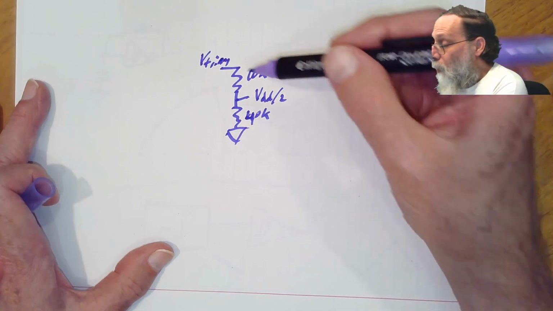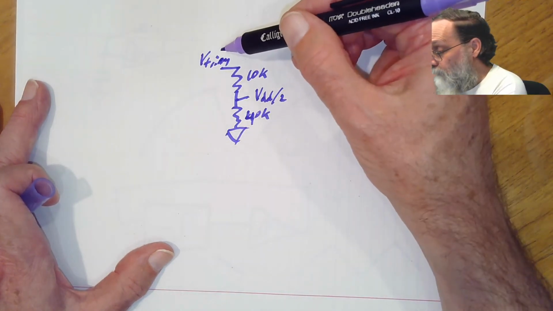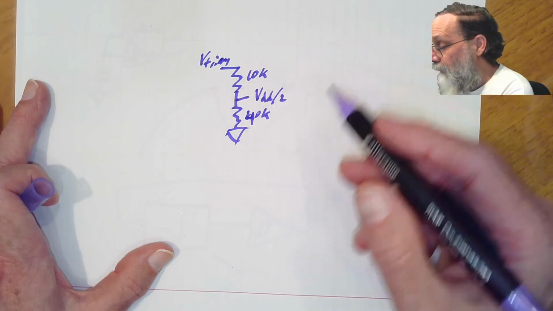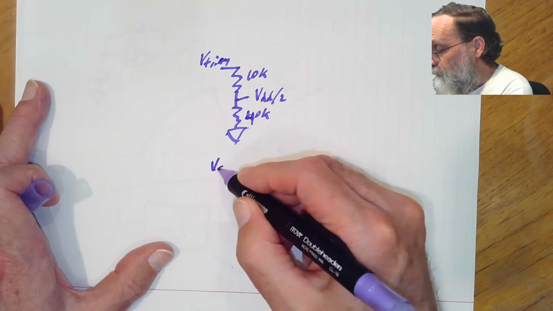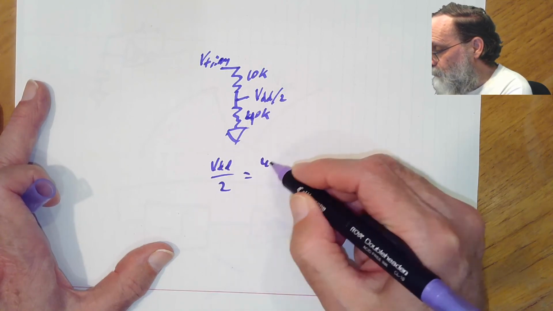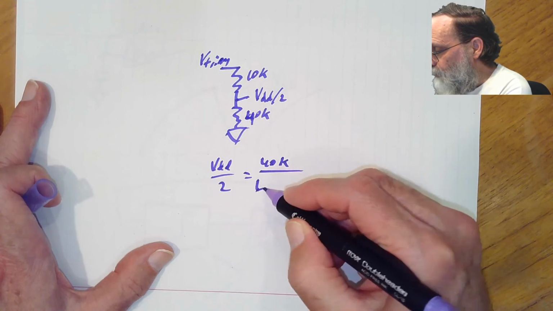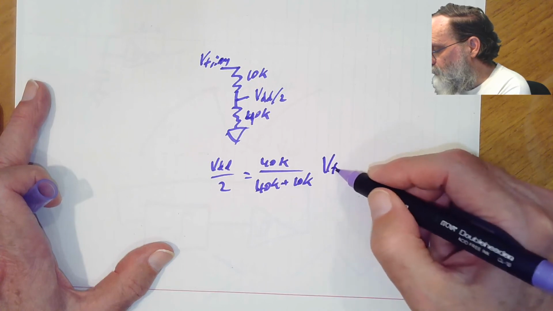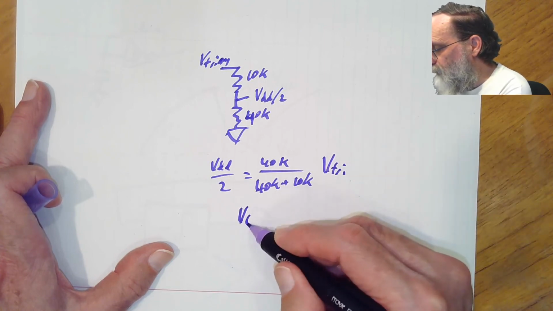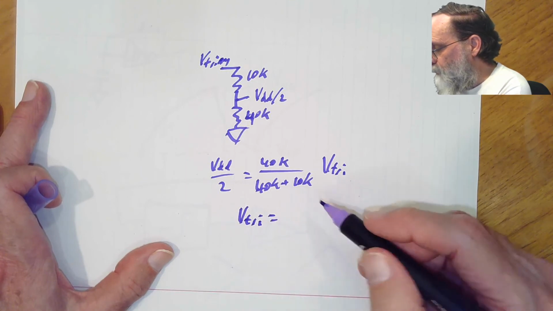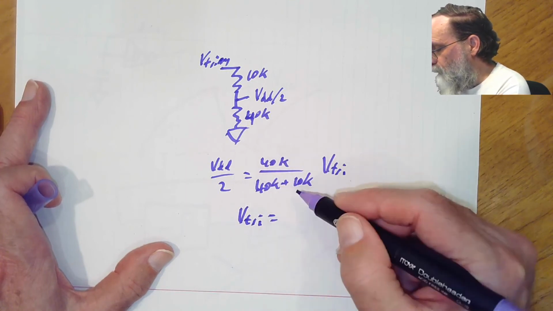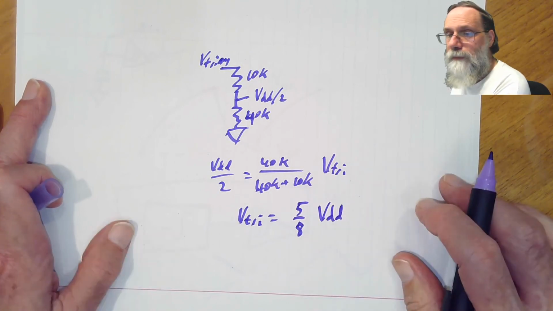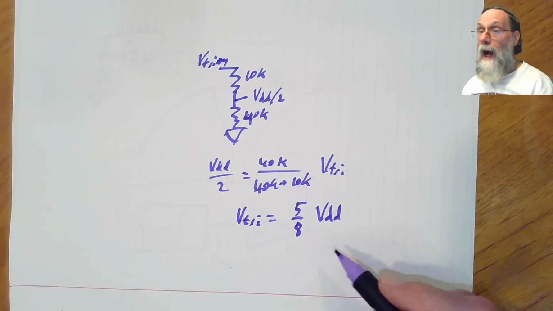So the question is, at what voltage does this triangle wave reach VDD over 2 on the voltage divider? And that's just the voltage divider equation. VDD over 2 is 40K over 40K plus 10K times V triangle, or V triangle is equal to, this would be 4/5, so that'd be 5/8 VDD. And that's the high threshold.